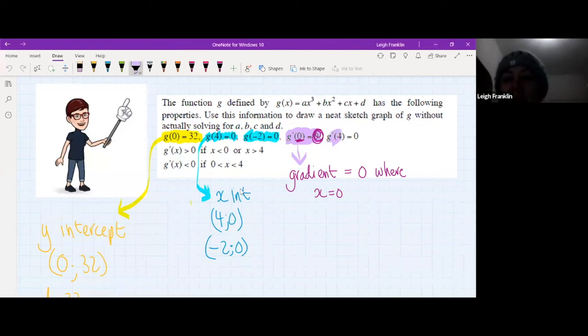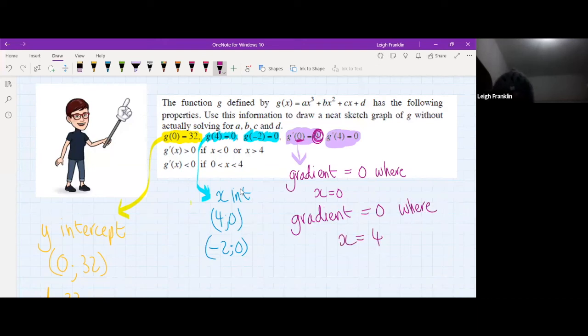Okay, and then this one over here, same story. G prime 4 equals 0. So the gradient equals 0, where x equals 4.